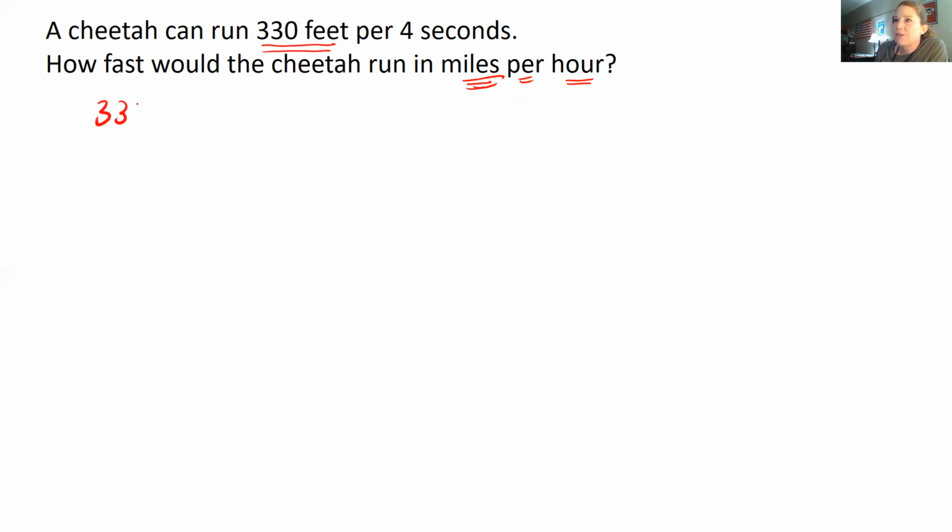So we're going to divide feet. If we're talking about 330 feet, well, how many feet are in a mile? Well, 5,280. Think of it as 5 tomatoes. I always have to think of that to remember how many feet are in a mile. And then we have to think about how many seconds are in an hour? Well, there's 60 seconds in a minute, and then there's 60 minutes in an hour. So there's 3,600 seconds in an hour.